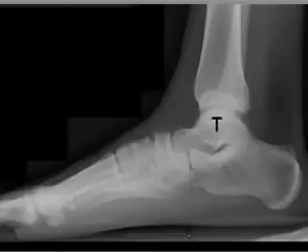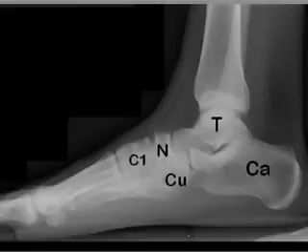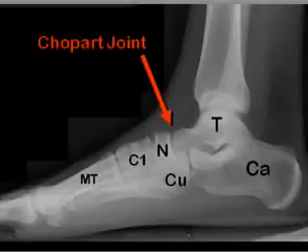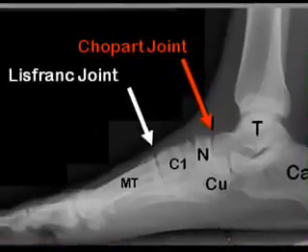On the lateral view, we can see the talus that articulates with the tibia, the calcaneus, the tarsal navicular, the cuboid. The cuneiforms overlap each other, and of course the metatarsals and the phalanges. The junction between the hind foot, consisting of the talus and calcaneus, and the midfoot is called the Chopart joint, and the junction between the midfoot and the metatarsals is called the Lisfranc joint.